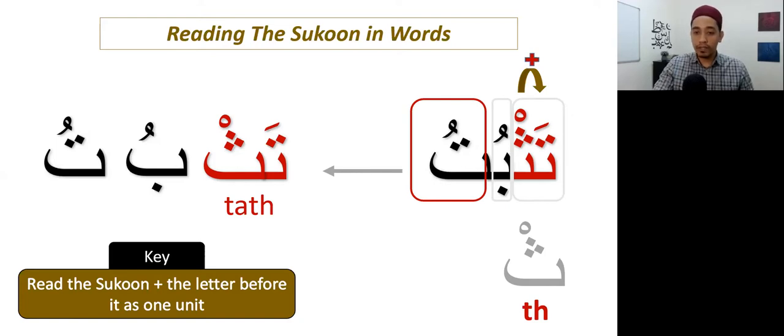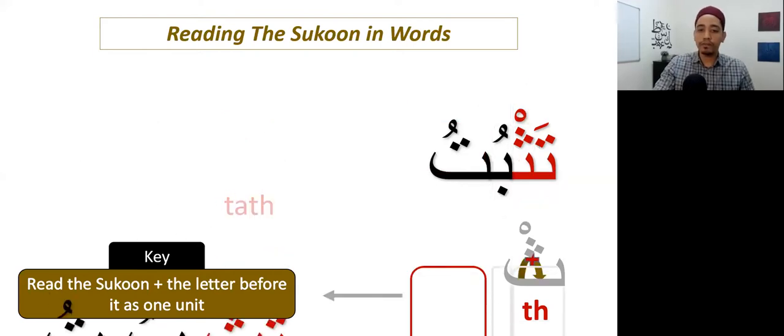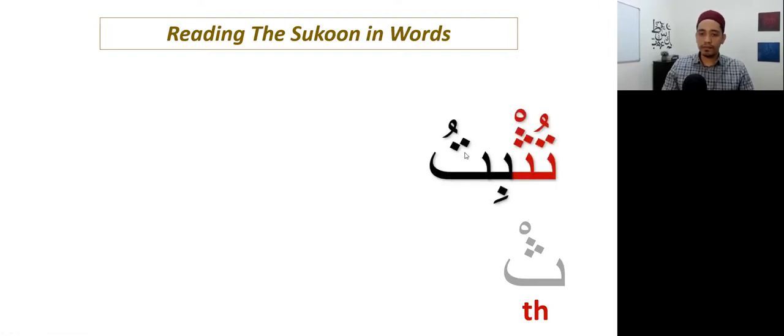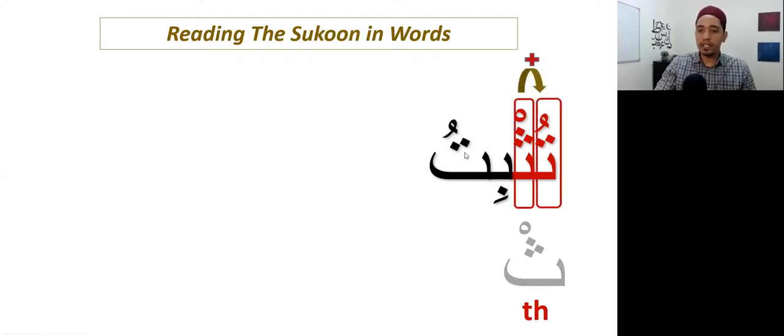The reason why I'm going very slow is because if this is the first time you're learning the sukoon, you're really going to benefit from the slow explanation. Tath, bu, tu. Okay. Let's use another word. Here we go. There's a sukoon, same letters, just with a dhamma before there. So there's a th, and before it is a tu.